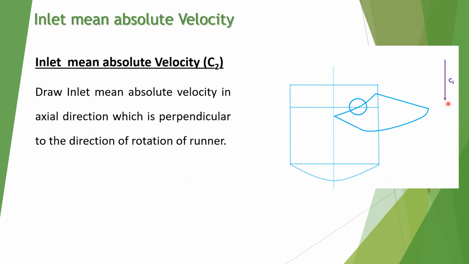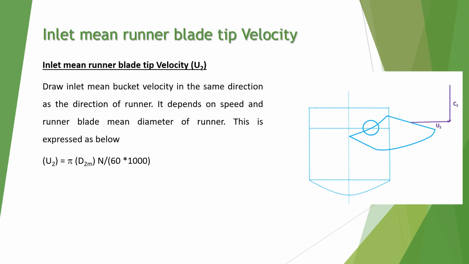So draw the inlet mean absolute velocity, that is c2, which is in the axial direction, which is perpendicular. This is axial, and again this is perpendicular to the direction of rotation of the blade. This is the direction of rotation of the blade, and this is the inlet mean absolute velocity, which is axial.